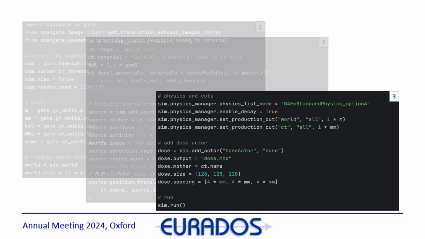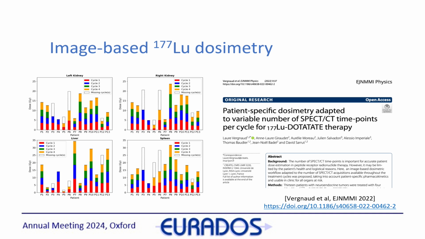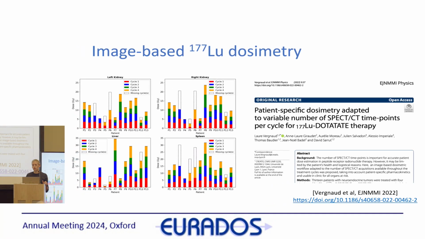Thanks to those tools, we managed to compute the dosimetry for almost all the patients that go into our institution. This is an example of the results that we can obtain for neuroendocrine tumor patients: for 13 patients, for the kidneys, the liver, and the spleen, and for the 4 different injection cycles of the treatment, we compute the dose and cumulate it. I will not go into details here, but you can see that there is a large variability between the patients, and that's why it's so important to perform those computations.